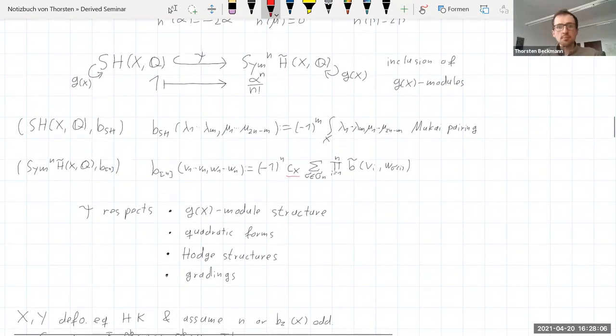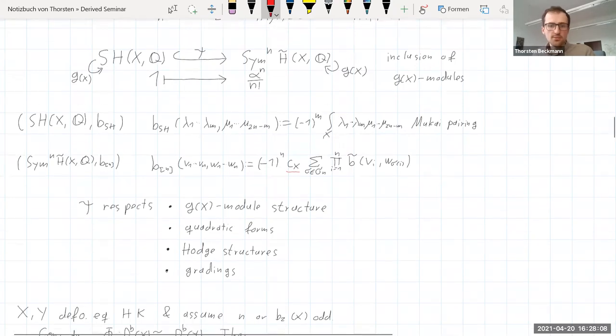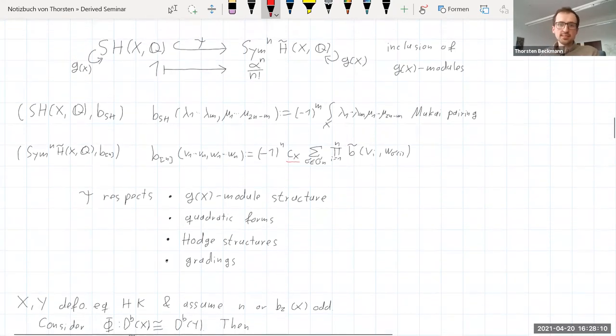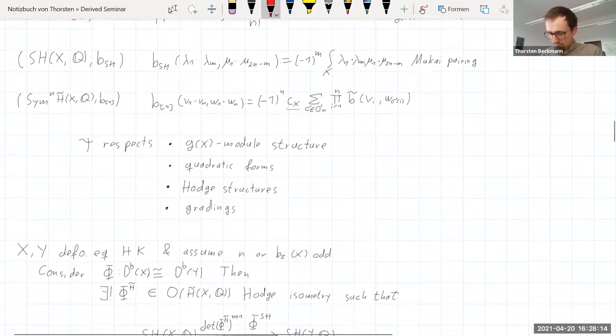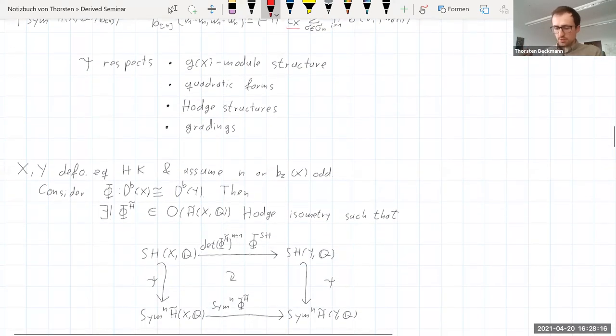And so now let me come back to the derived categories. So the following summarizes this. We have now this morphism psi, and we can have now the following picture. Let us consider X and Y two deformation equivalent hyperkähler varieties. And let us assume, and that's a technical assumption, that n, where the dimension is 2n, or the second Betti number is odd.